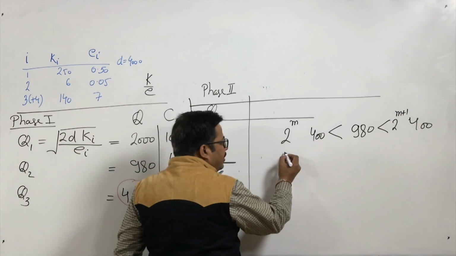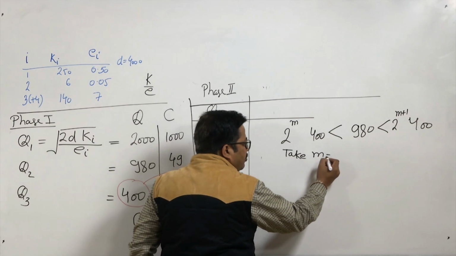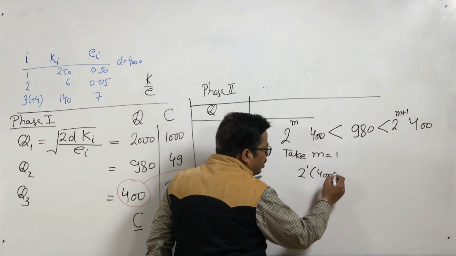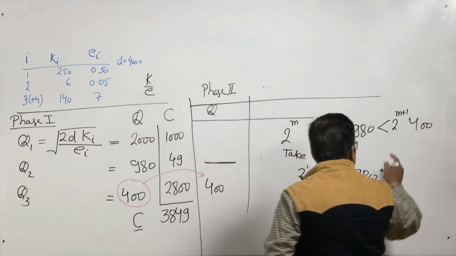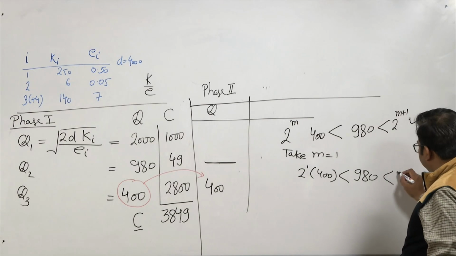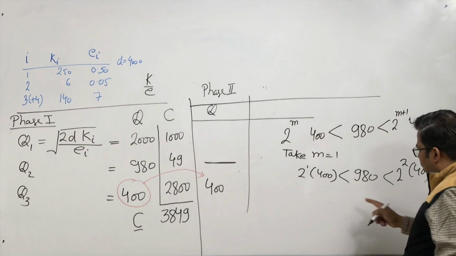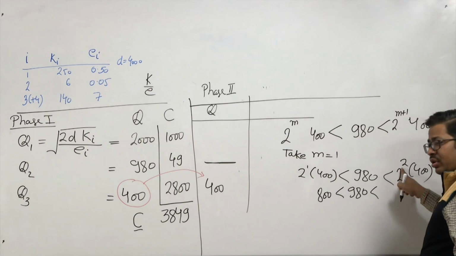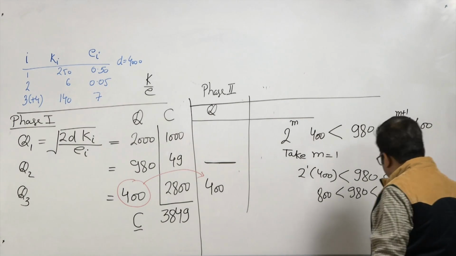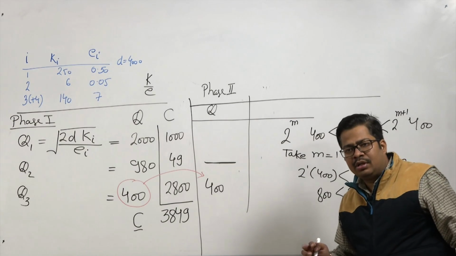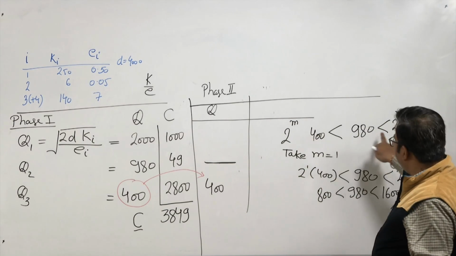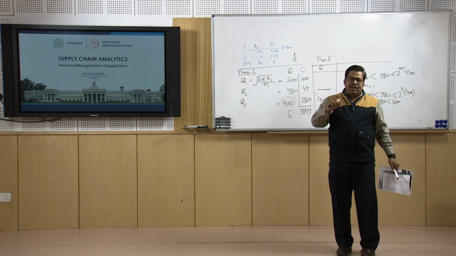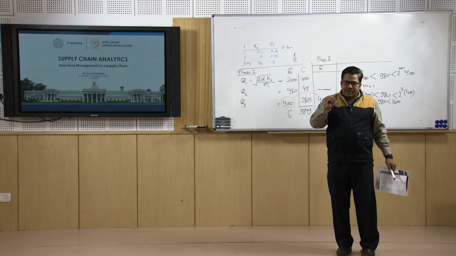So here I can very conveniently take m equals 1, and when I take m equals 1, it is 2 to the power 1 into 400, less than 980, and this side it becomes m plus 1, so it becomes 2 to the power 2 into 400. So this is 800, which is less than 980, and this is 2 to the power 2 into 400, it becomes 1600. Now I have two options, whether to take 2 to the power m or 2 to the power m plus 1. I will apply the same concept which we used for deciding the integer value of n.